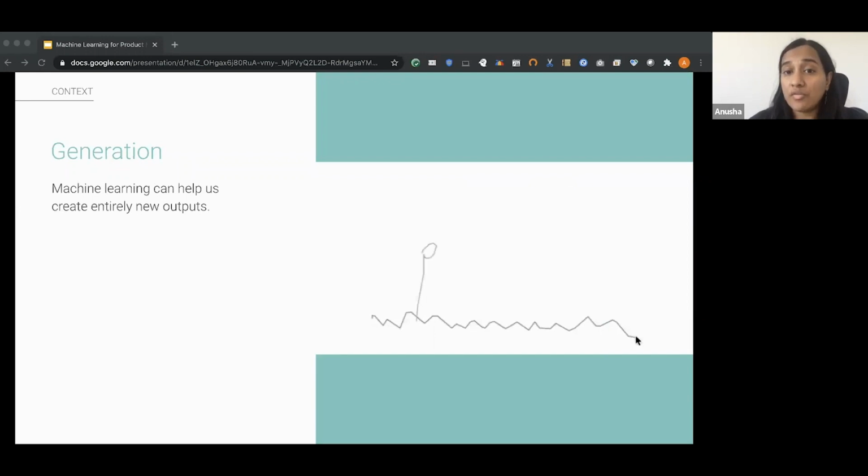And finally, generation. Machine learning can make it possible to create new kinds of outputs. Take this example of a tool we created called SketchRNN. SketchRNN lets you draw together with a neural network. You start with something, and the system will complete the rest of your drawing. This is an area that's growing rapidly in recent times, where machine learning has been used to create different kinds of outputs.